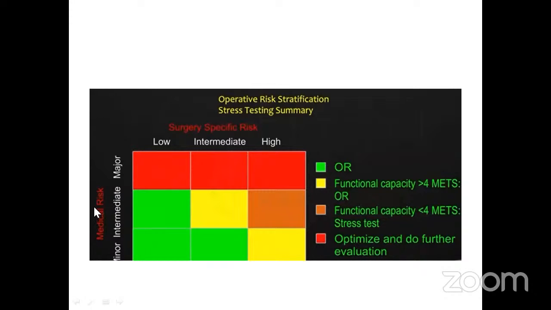This is an assessment of whether surgery can be taken up for a particular procedure in a particular group of risk patients. Major risk patients, with things like unstable angina and unstable arrhythmias, will have even low risk surgeries considered for optimization and evaluation, whereas minor risk patients can be taken for low risk surgeries and intermediate risk surgeries.